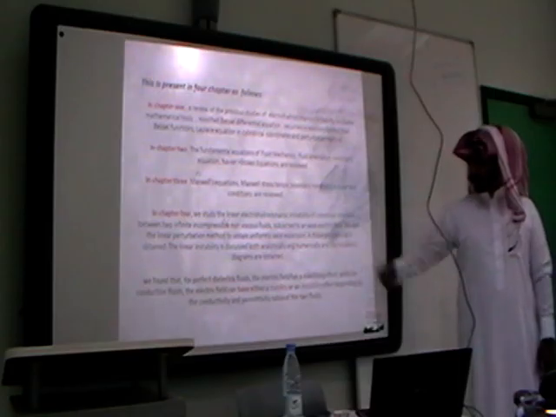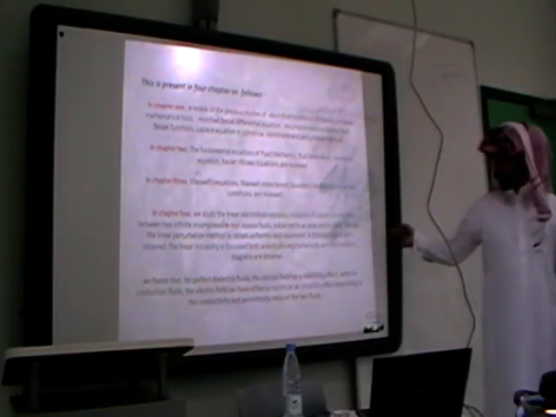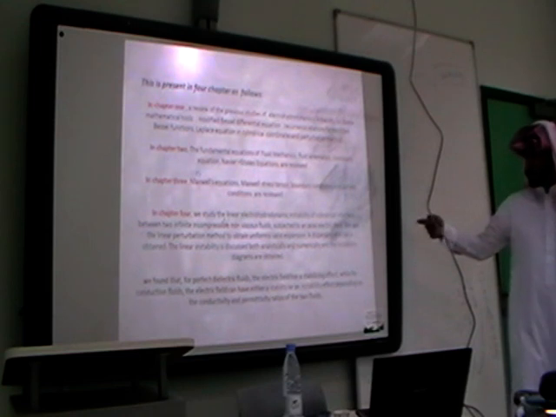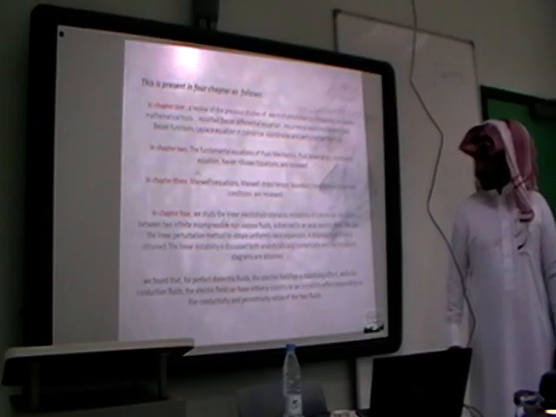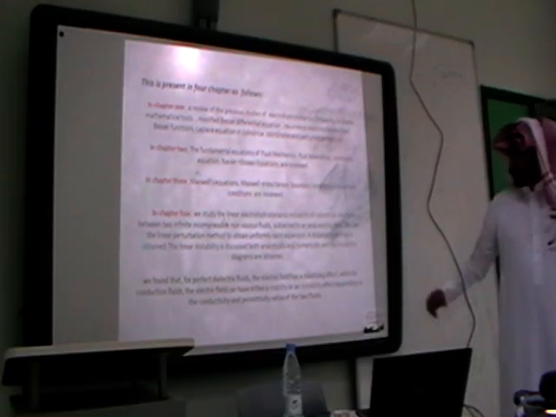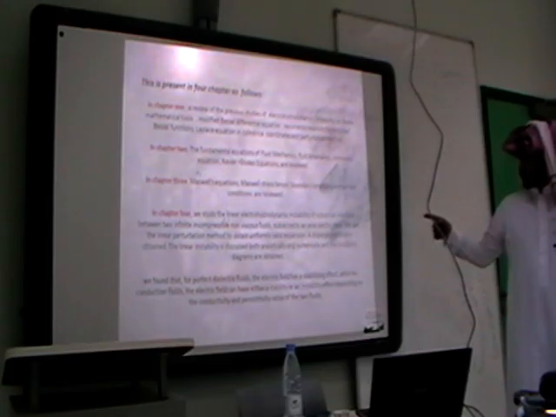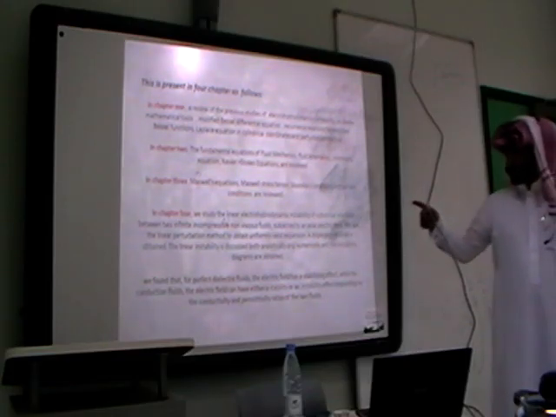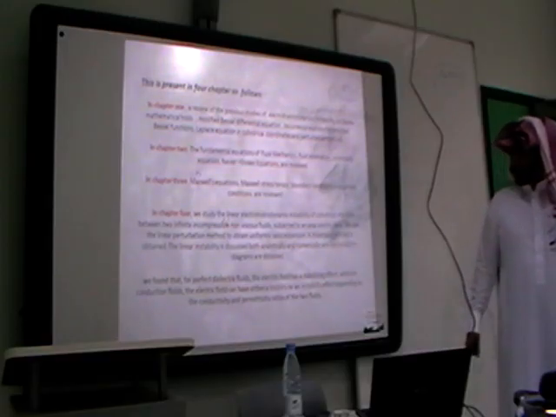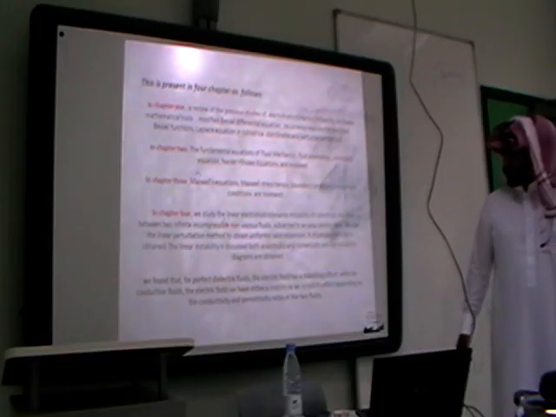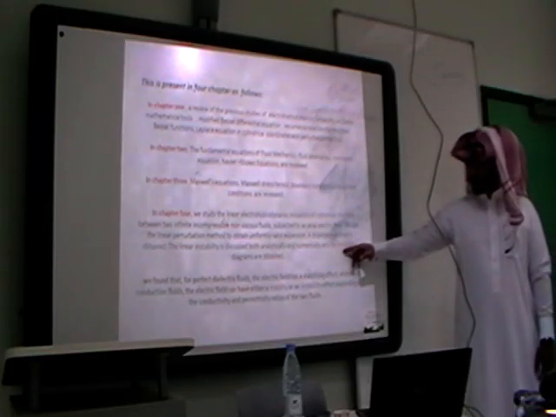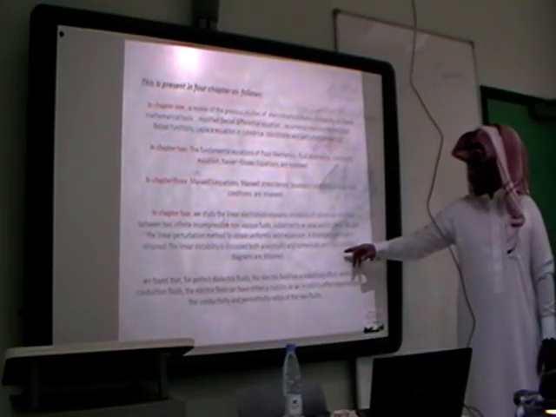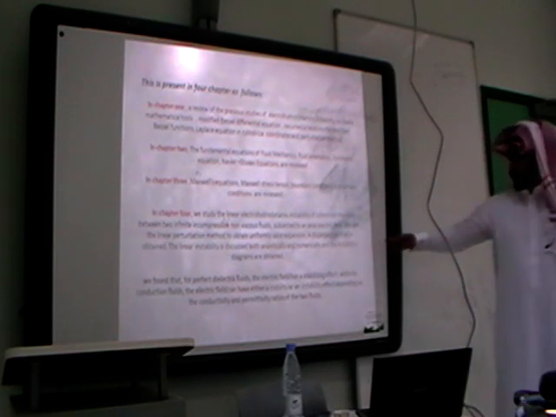surface conditions are reviewed. In chapter 4, we study the linear electrohydrodynamic and stability of a cylindrical interface between two fluids, infinite, incompressible, non-viscous, subjected to an axial electric field. We use the linear perturbation method to obtain a uniform, valid expansion, and the dispersion relation is obtained. The linear instability is discussed both analytically and numerically.